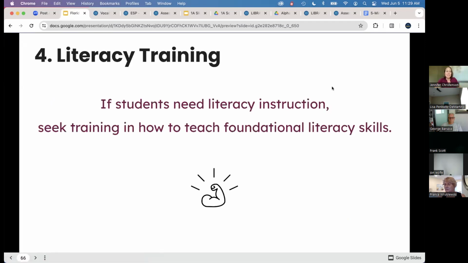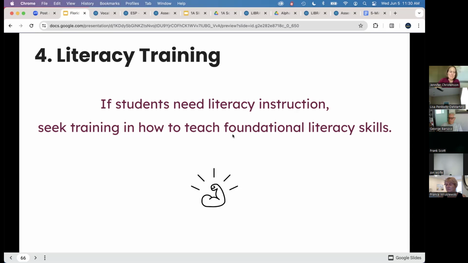Okay, my suggestion number four is literacy training. If you have students within your program that need literacy instruction, I would suggest that you seek training in how to teach foundational literacy skills. Learning how to teach foundational literacy skills is often not included in a TESOL certificate or the classic training programs for English language instructors. So you have to go looking for specifically how to teach phonics and reading and foundational literacy skills.